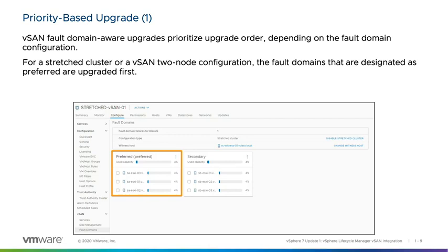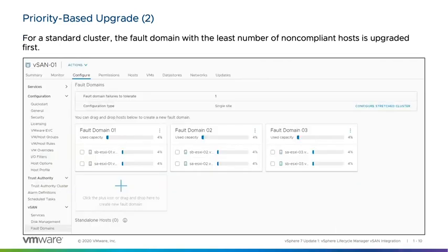For a standard cluster, the fault domain with the least number of non-compliant hosts is upgraded first. In the event of a tiebreaker, where all fault domains are deemed equal, a fault domain is chosen at random to upgrade first. vSphere Lifecycle Manager can resume the remediation on partially remediated fault domains.